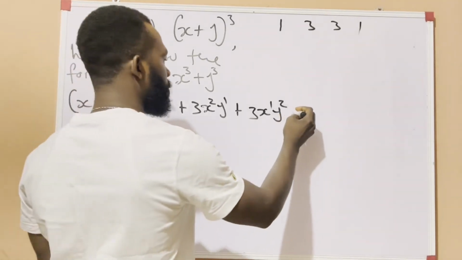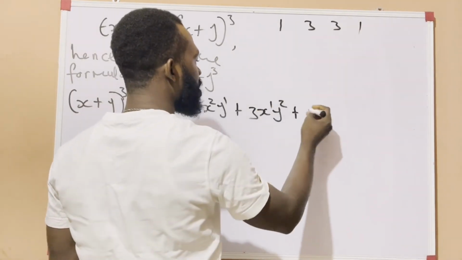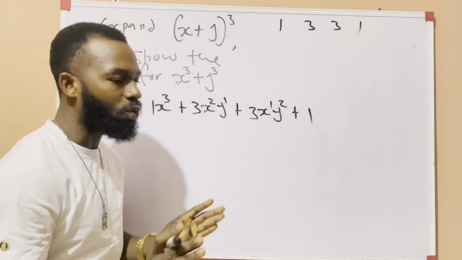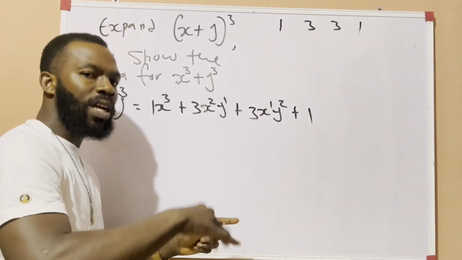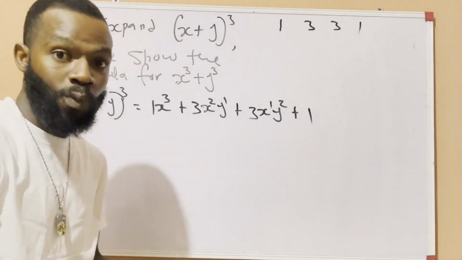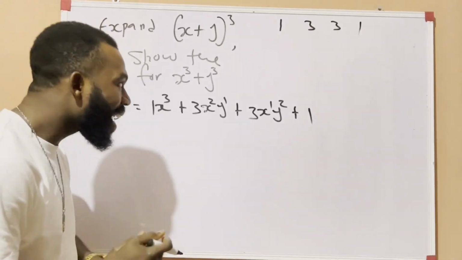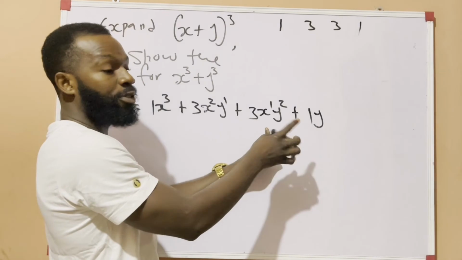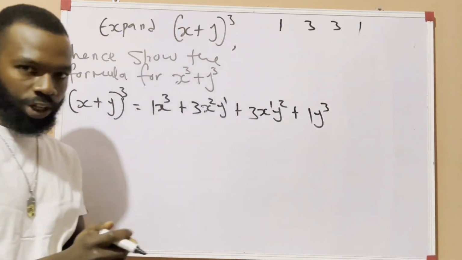And then plus, I have my last coefficient, which is 1. Now, at this last point, there will be no what? X, because why? The power of x reduces from 1 to 0. And then x raised to the power 0 is 1, so there is no need to also include x in it. So here it becomes 1y. Now, the power of y increases from 2 to 3.